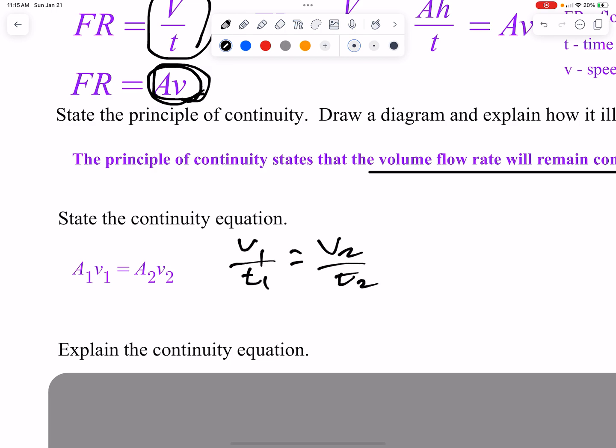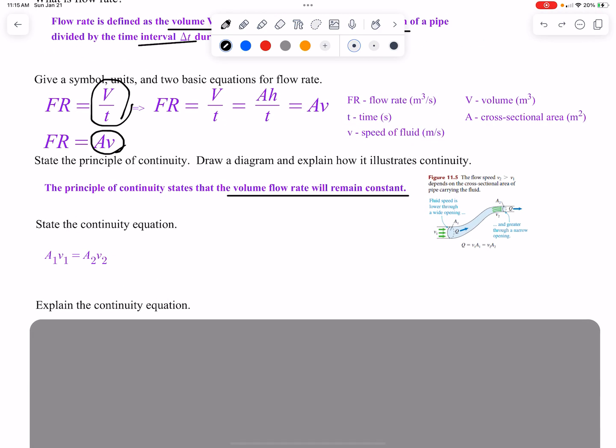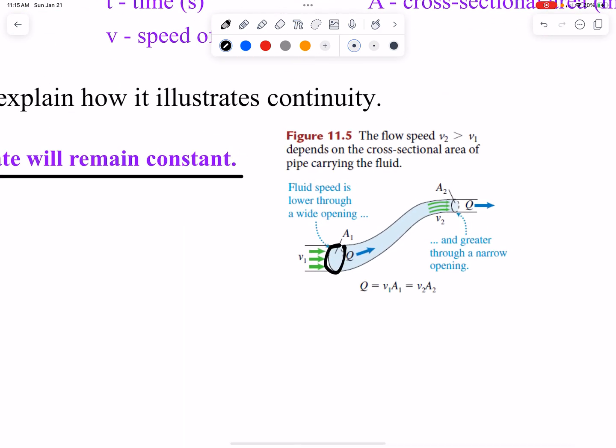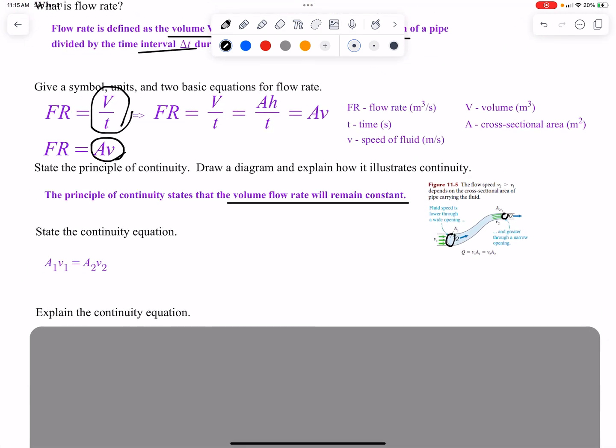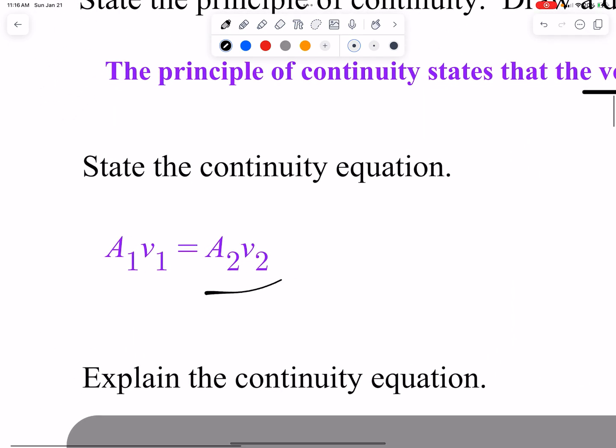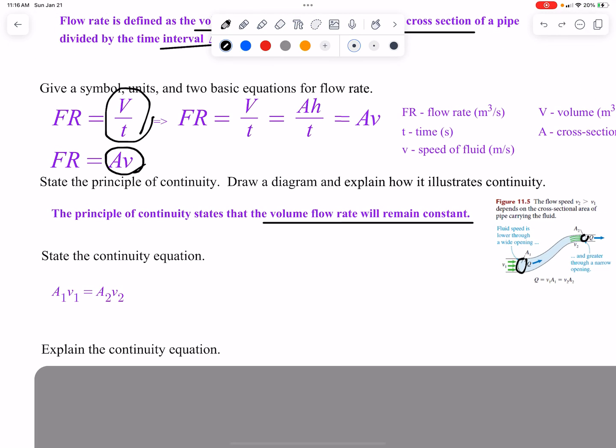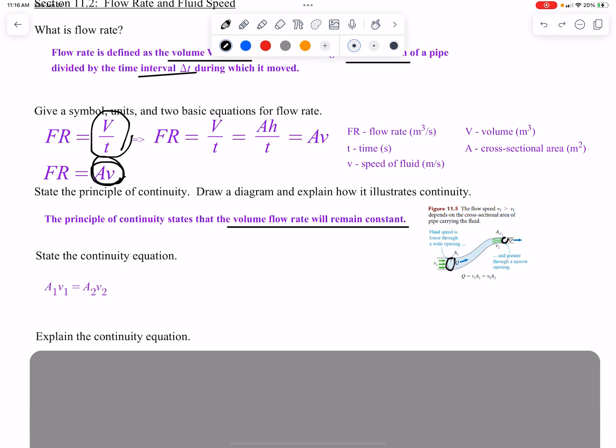over time 2, but that's not really very helpful because what's actually changing in a fluid is not the volume, really. It's the cross-sectional area of the pipe, right? You get wider pipes and skinnier pipes. So that's going to affect fluid speed. So this version of the equation is much simpler, okay? In other words, the flow rate remains constant, so area times velocity equals area times velocity.